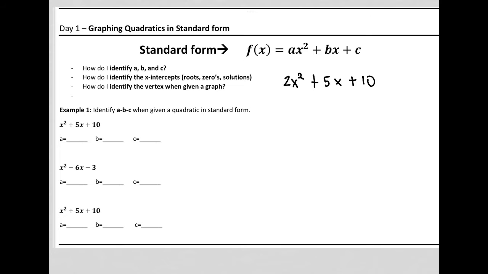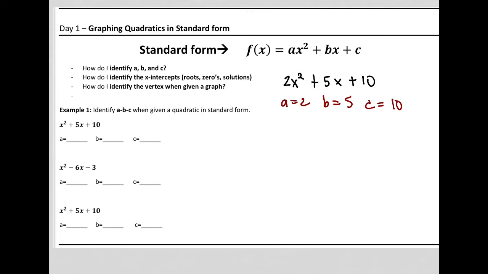All you're doing to find your A, B, and C is you're just taking your numbers from this. So this first number would be A, and the sign as well. So there's no negative out there, so this is just a positive 2. Next, we have our B, which is just 5 in this case, and then C is 10, and it's a positive 10. So you would just write it out like so. A is 2, B is 5, and C is 10.